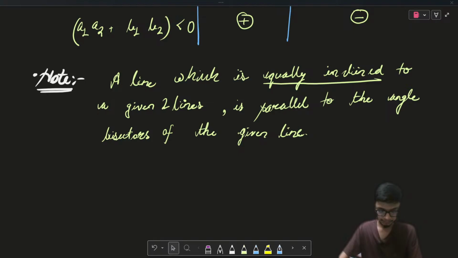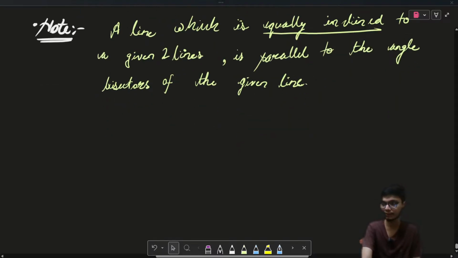Okay, is this part clear to all of you? Just let me know in the live chat, is this part clear or not, so that we can proceed with our discussion on the mirror image and the foot of perpendicular. Okay, so I hope this is clear.